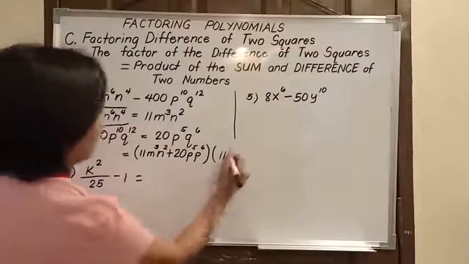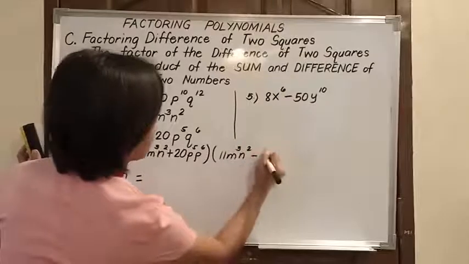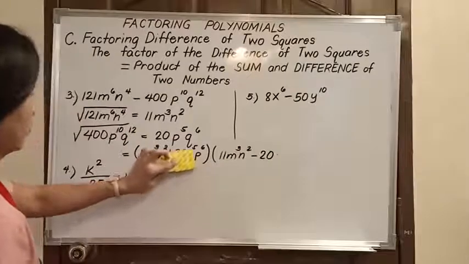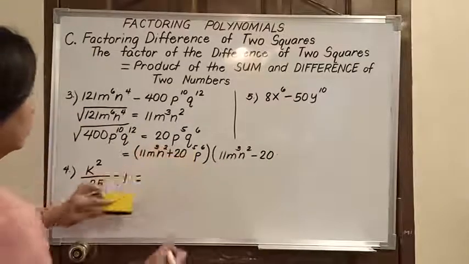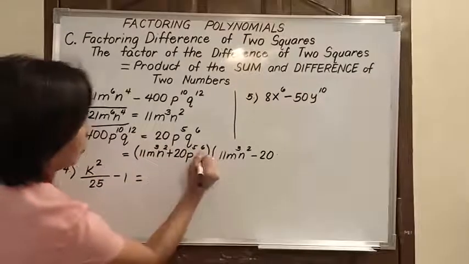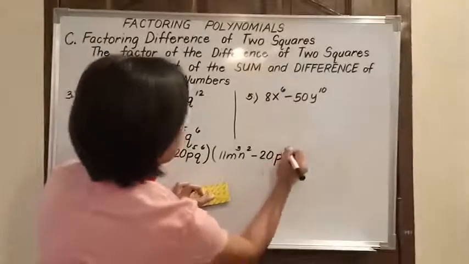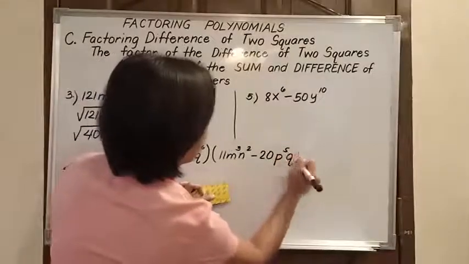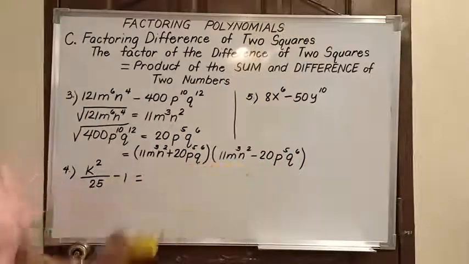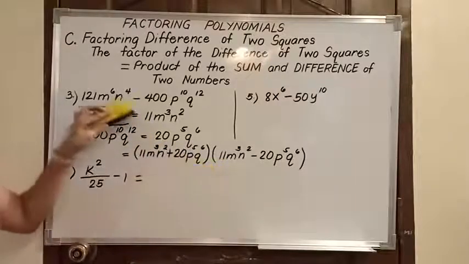So times the quantity 11m cubed... 11m squared minus 20, this should be p cubed rather. This should be p to the 5th power and q to the 6th power. So minus 20p to the 5th power, q to the 6th power. So we have the product of the sum and difference of the two terms. So these are the factors of number 3.